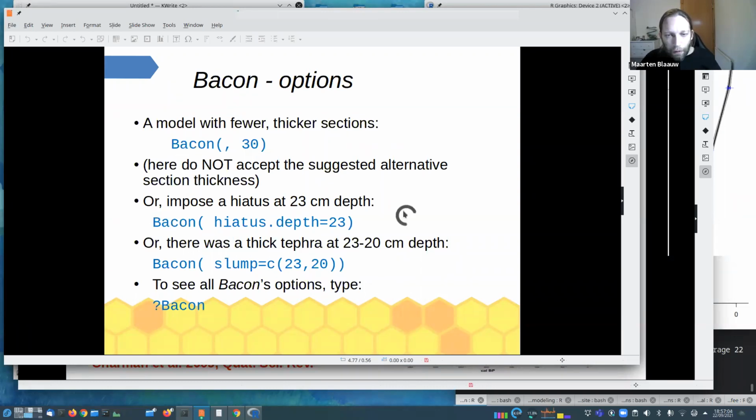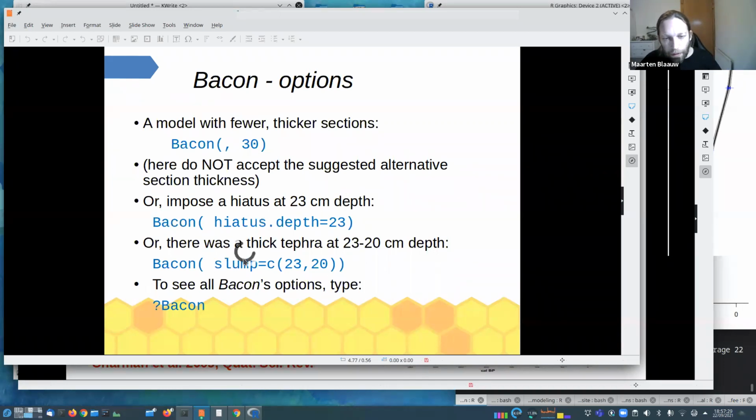You can also imply all kinds of hiatuses. So you can say that there's a hiatus at 23 centimeters depth, for example. Or if you have multiple hiatuses, you can combine multiple values by typing c, brackets, and then your multiple hiatus values separated by commas, and then close the bracket.